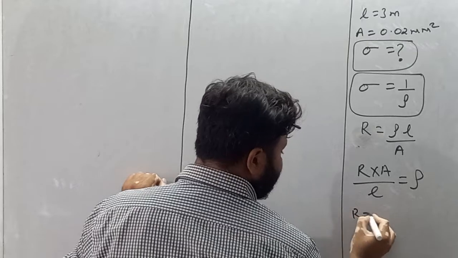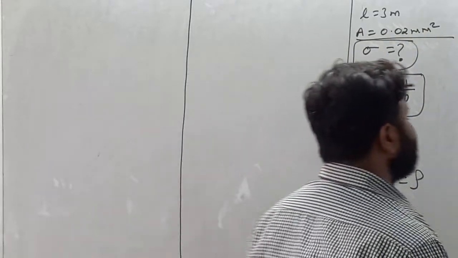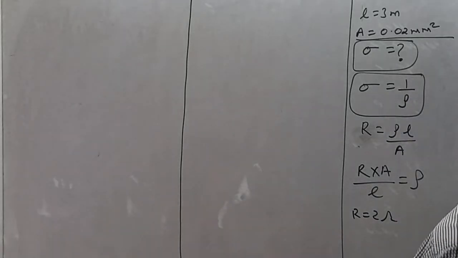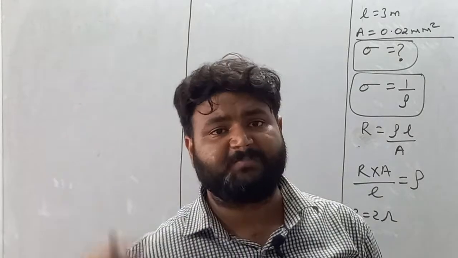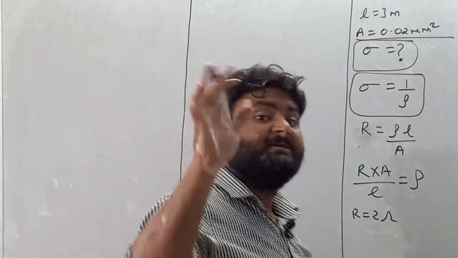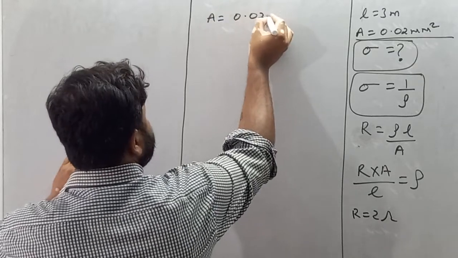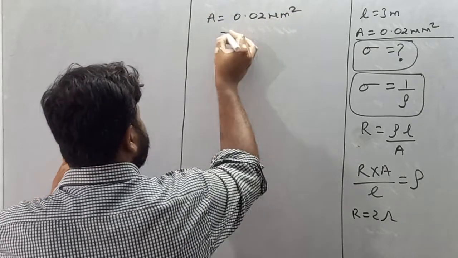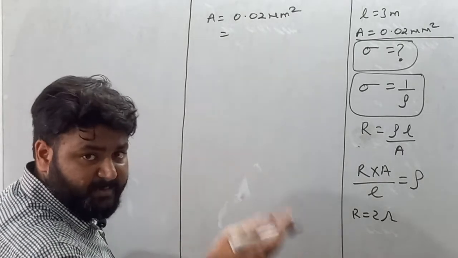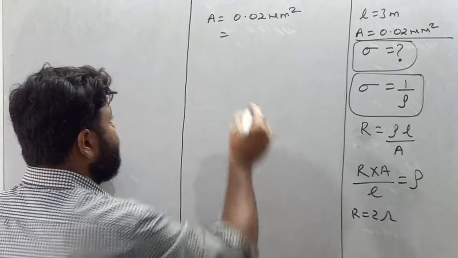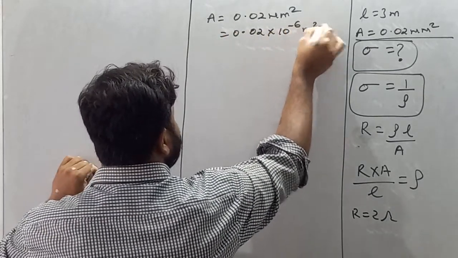So resistance is also given. Now see, the area of cross section is 0.02 mm square. It is square, my dear students, so converting into meter, it is multiplied by 10 raised to the power minus 3, but it is squared, so 10 raised to the power minus 6. So the area is 0.02 into 10 raised to the power minus 6 meter square.